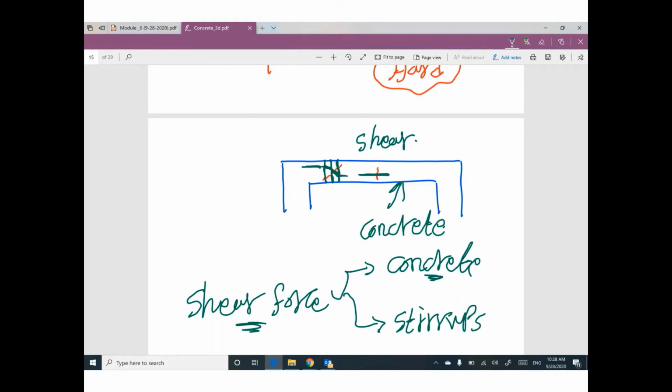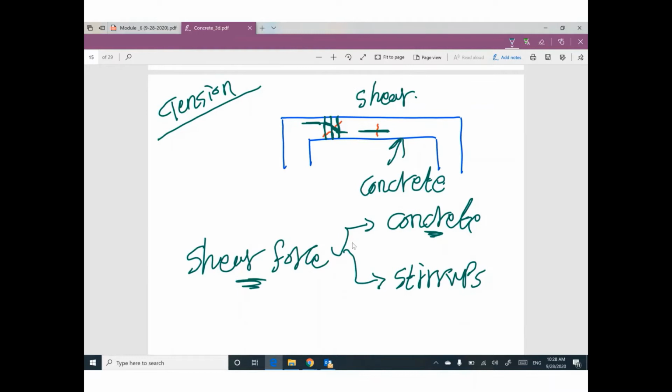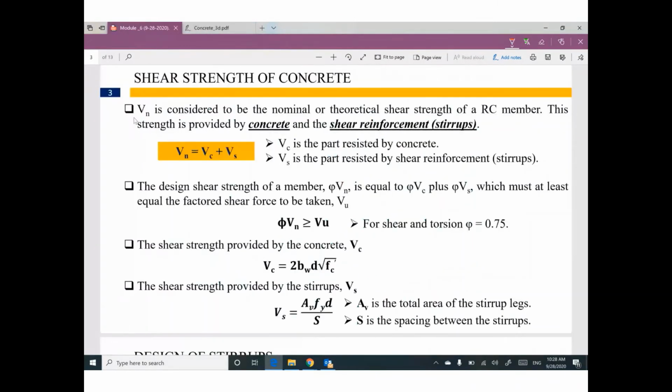Concrete is very weak in tension. If you are talking about tension, concrete will be cancelled. But we are talking about shear. Concrete is good with shear. It's not very good, but it's still good. So the nominal or theoretical shear strength of the beam can be divided into VC, which is the part resisted by concrete, and VS, which is the part resisted by shear reinforcement. We can call it stirrups.